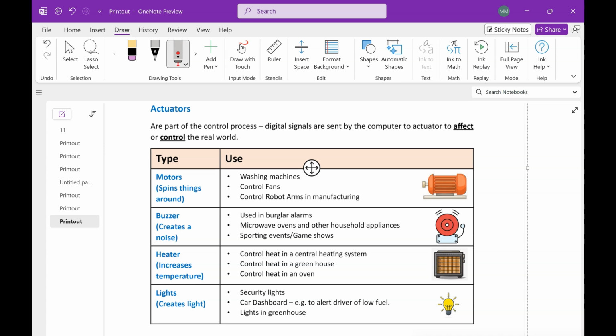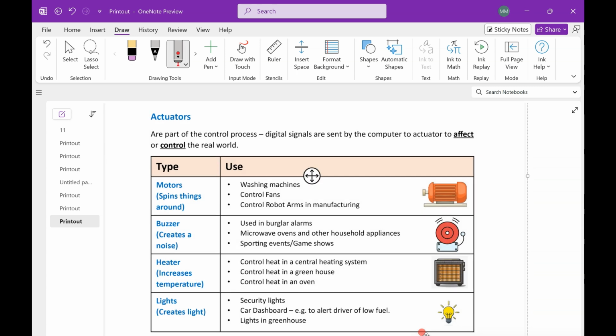And you need to know where we use them. An example, motors, where do we use them? Washing machines. Fans. In factories to control robots or machines. What about buzzers? Where do you use them? Microwaves. And in games, whenever you start the game or end the game.